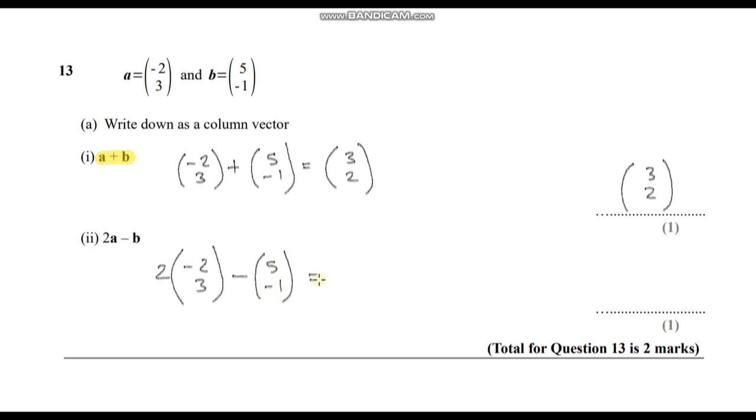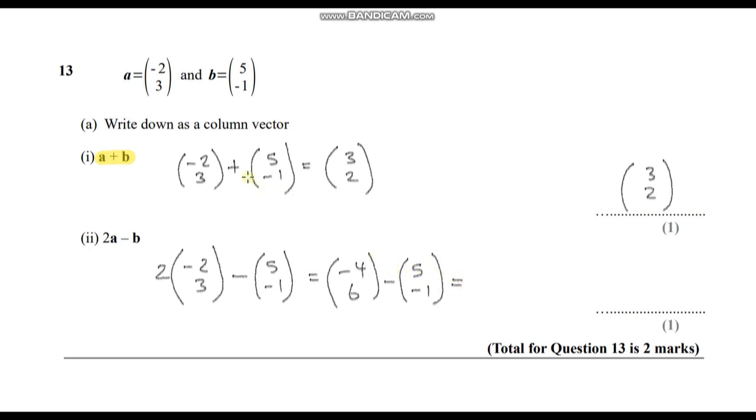So let's first of all deal with this. If we've got 2 lots of A, we're just going to multiply each of the components by 2. So 2 times -2, well, that's -4. 2 times 3 is 6. So this is 2A, and we're taking away B, which is (5, -1).